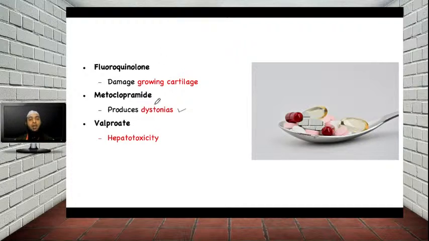Valproate produces hepatotoxicity. It is a very important toxic effect of valproate. So although valproate is a very good anticonvulsant drug, do remember that you should not give this drug to children. It is not prescribed in children because it has a high risk of producing hepatotoxicity, and the liver is a major organ, right? So you should not give valproate to children. So this is all about the drugs that should be avoided in children.